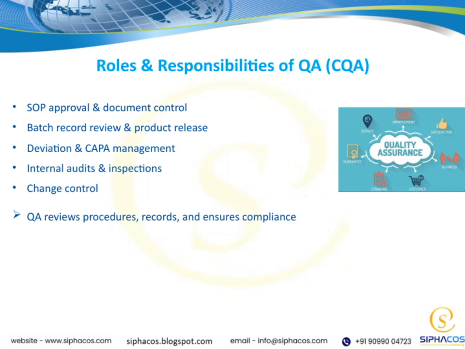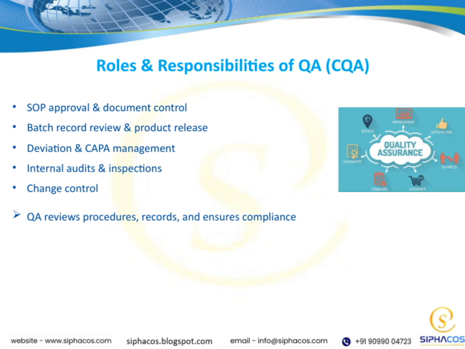Deviations and CAPA management are also under our scope. When something goes off plan, we investigate the root cause, implement corrective and preventive actions, and make sure similar issues don't happen again. Internal audits and inspections are another essential part of our role. We regularly check our processes and facilities to ensure ongoing compliance with regulations and internal standards.